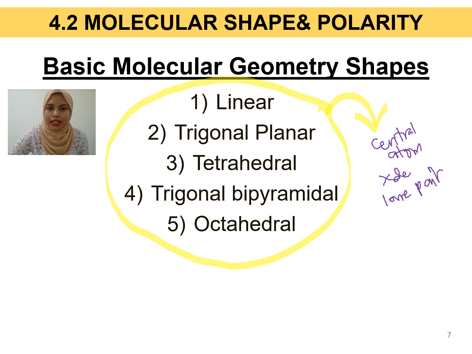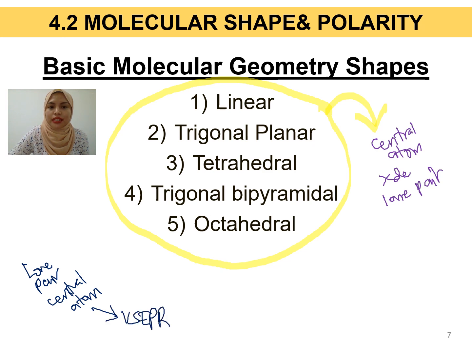Tetapi kalau let's say you punya molekul tu ada lone pair dekat dia punya central atom, worry not, because kalau let's say you dah tahu the basic molecular geometry shapes, you just need to apply Phasper Theory sebab ada lone pair kan. Sebab Phasper Theory cakap apa? Lone pair punya repulsion is the greatest, right? So bila lone pair punya repulsion ni is the greatest, makanya the electron pair at the central atom tu akan disusun as far apart as possible.